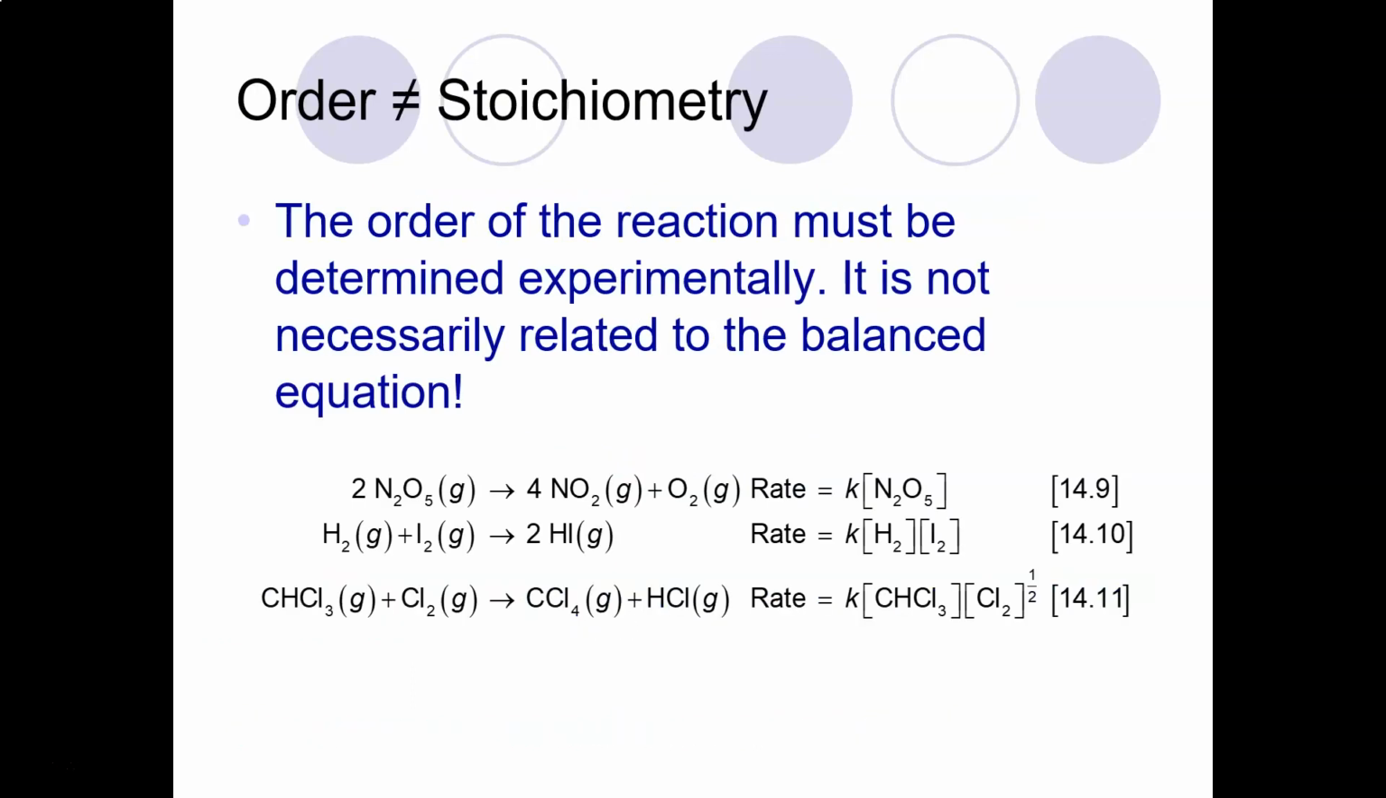So this is just pointing out that the order and the coefficient are not necessarily the same. Like in this one, the rate law is rate equals k times N2O5, and then there would be a 1 there. There's a 2 in front of it. So they're different. Okay, that's what I mean. This time, there's a 1 in front of H2, there's a 1 in front of I2, and both of them are first order. Well, for this one, CHCl3 has a 1 in front of it, and there's a 1 right there. Cl2 has a 1 in front of it, there's a half right there. So all I was trying to point out is you have to look at the experiments. You do not know the order just by looking at the balanced chemical equation.